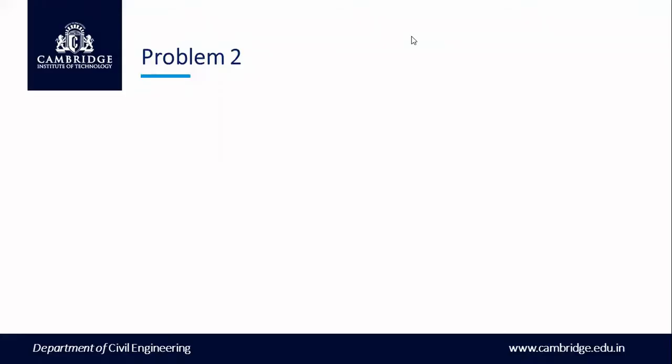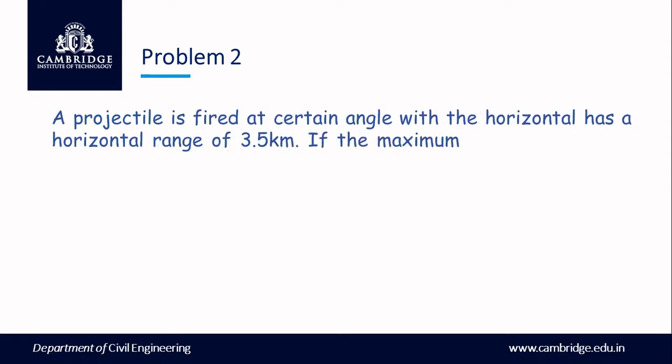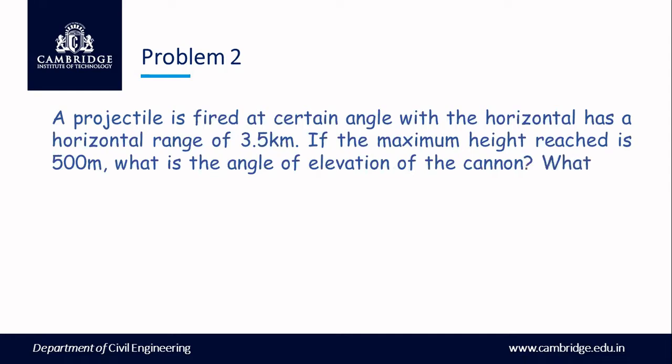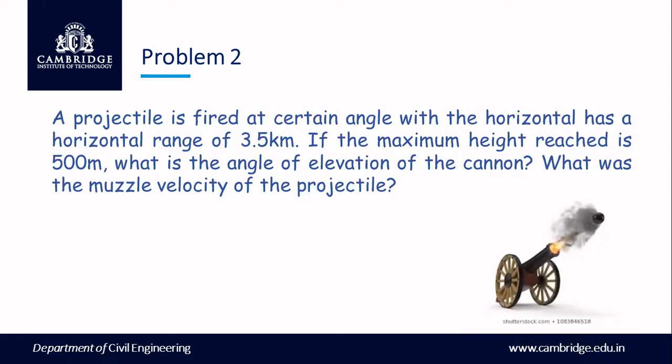Moving to problem number 2. A projectile is fired at a certain angle with the horizontal and has a horizontal range of 3.5 kilometer. If the maximum height reached is 500 meter, what is the angle of elevation of the cannon? What was the muzzle velocity of the projectile? If you're wondering what a cannon is, you would have seen this one. Muzzle velocity means the initial velocity. This is called the muzzle. So it's the muzzle velocity.